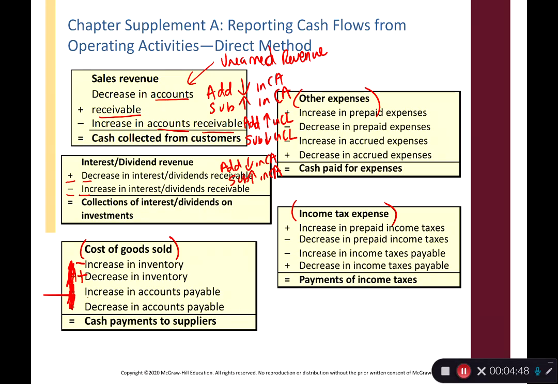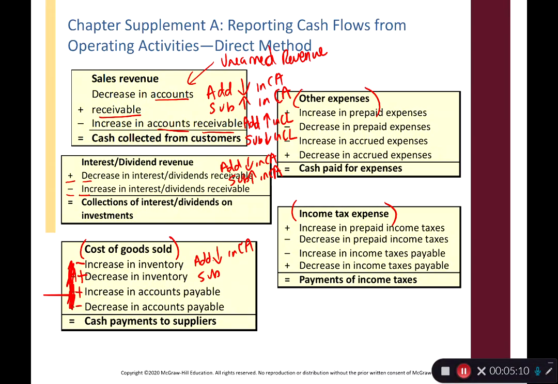And then the related liability would be accounts payable. When we purchase inventory on account, accounts payable is affected. So liability is the same. That means we add an increase and subtract a decrease. So again, we're adding increases in current assets, subtracting decreases.